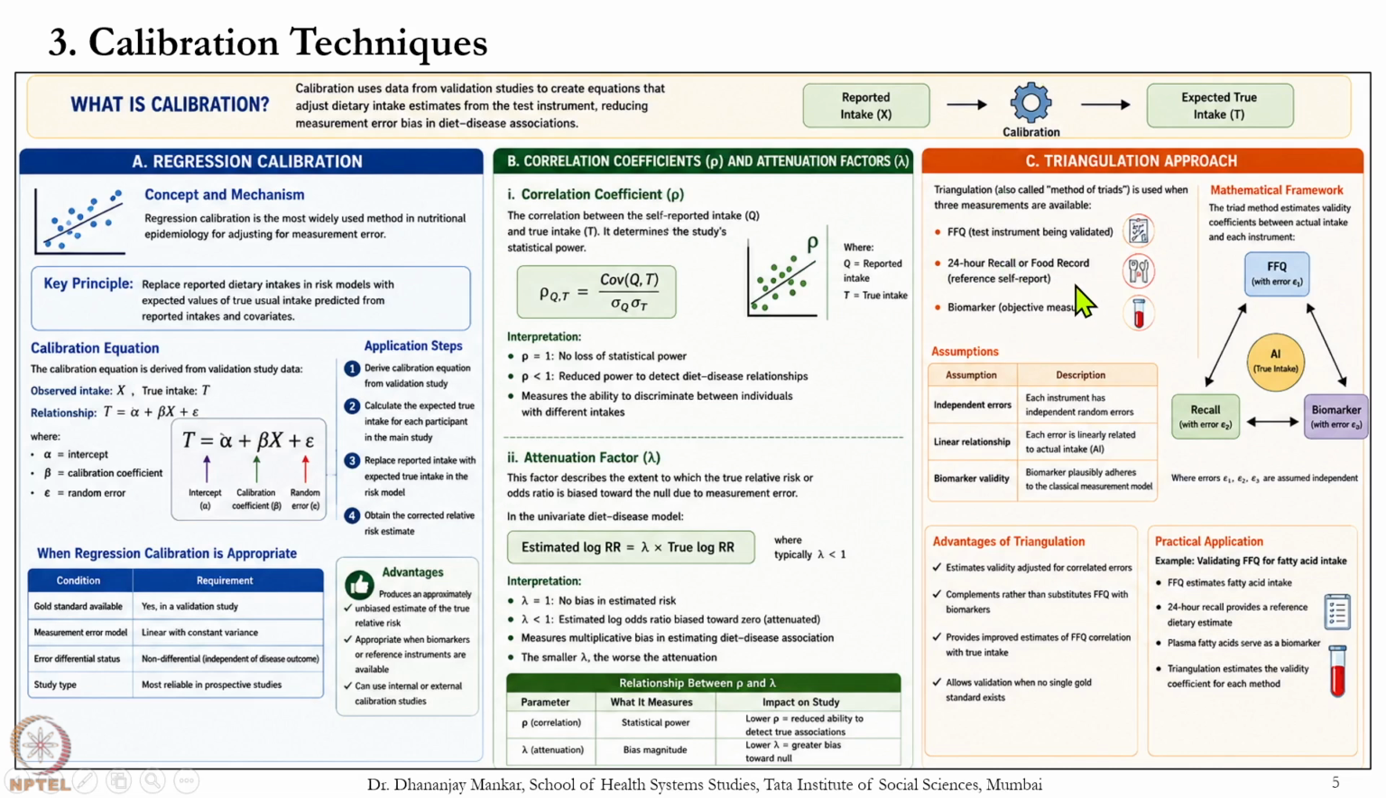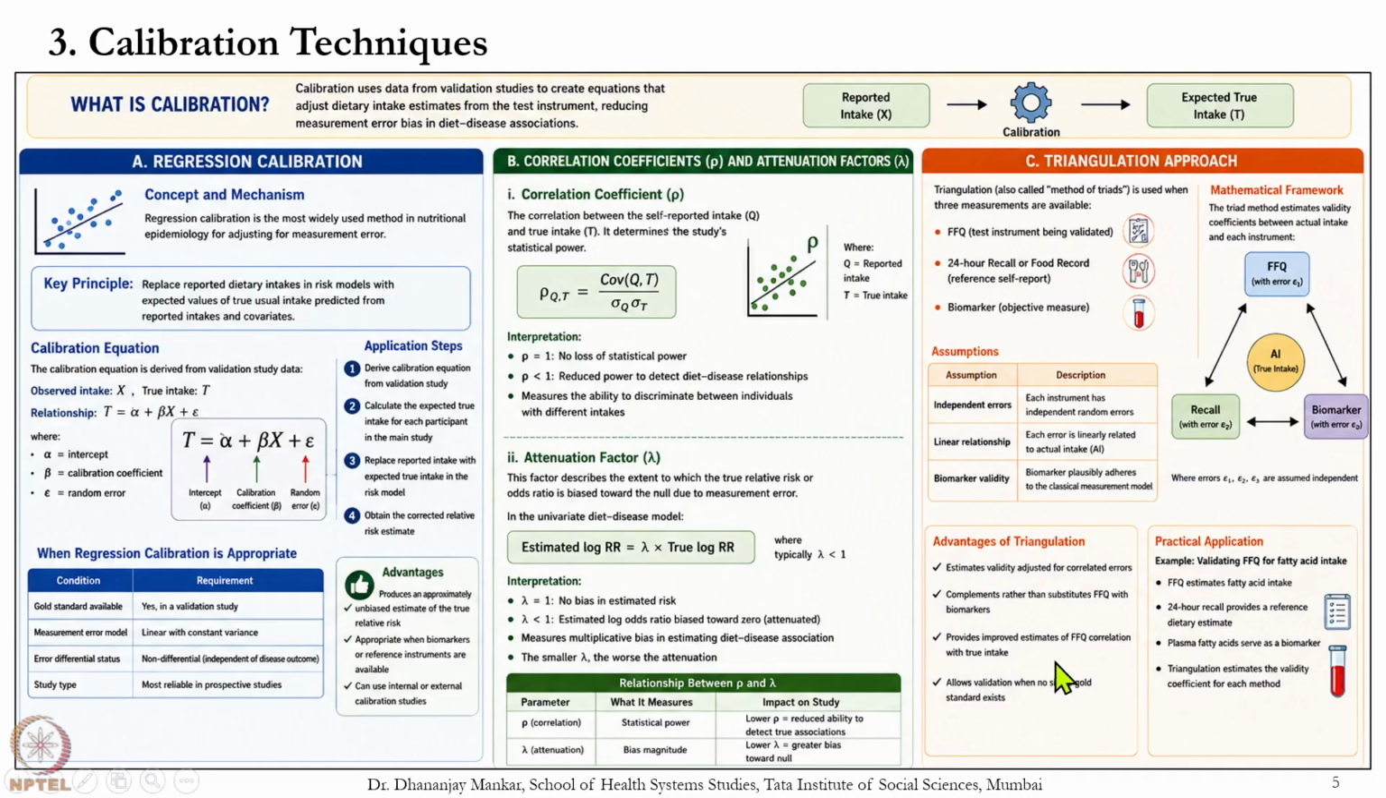So what is the assumption that you are trying to take and make this more helpful? What is the mathematical framework? You will have a triangulation where you see that a triangle is being made over here. This triangle will help you get an exact understanding of how your recall bias, your biomarkers, or your FFQs are affecting you. So the triangulation approach is a mix that gives a better advantage.